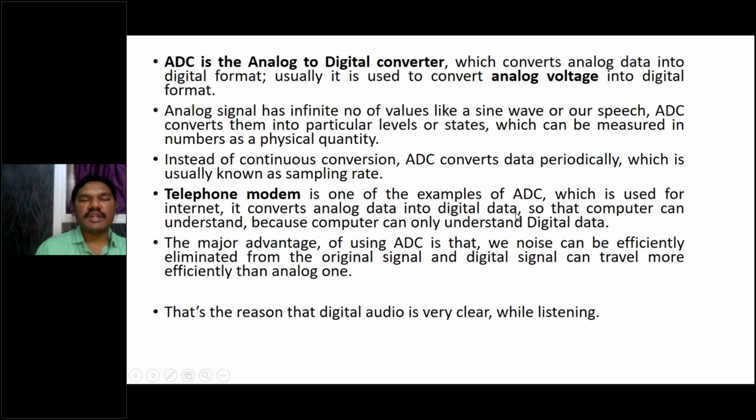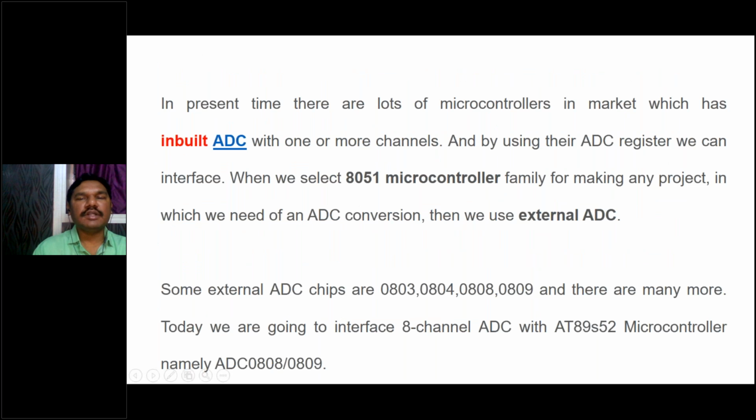An ADC, which is used for internet, converts analog data into digital data so that the computer can understand it, because a computer can only understand digital data. The major advantage of using an ADC is that noise can be efficiently eliminated from the original signal, and a digital signal can travel more efficiently than an analog one. This is also one of the very important points. And digital signals are also very clear while listening compared to analog signals.